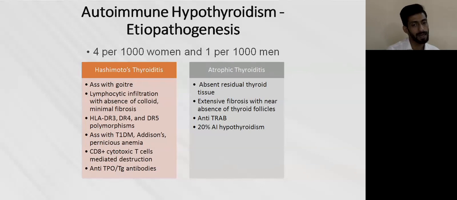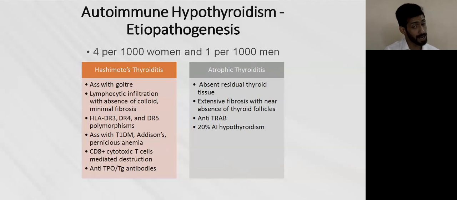The genetic risk factors are HLA-DR3, 4, 5 polymorphisms, which is why it is more associated with other autoimmune polyglandular syndromes with type 1 diabetes, Addison's, pernicious anemia. The key effector cell is the CD8 plus cytotoxic T cell. The antibody mediating the disease is anti-TPO or anti-thyroglobulin in 80% of the patients. The 20% can still have a thyroid receptor blocking antibody. And in atrophic thyroiditis, you usually get an anti-thyroid receptor blocking antibody.